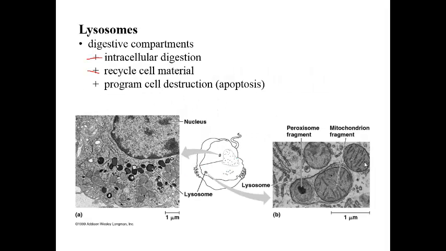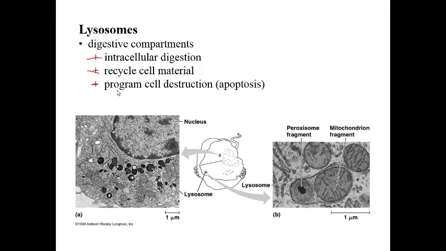Lysosomes are also going to be involved in a process called apoptosis. We're going to see apoptosis throughout the course. Apoptosis is programmed cell death. Some cells are actually programmed to destroy themselves. This happens during different stages of embryonic development. It's how we lose the webbing between our fingers.